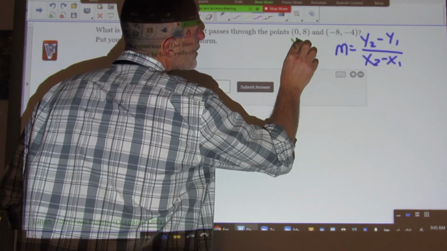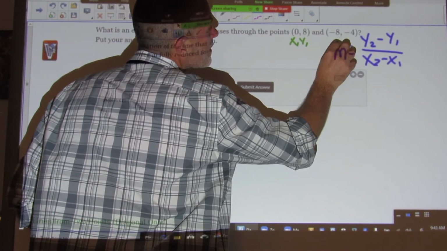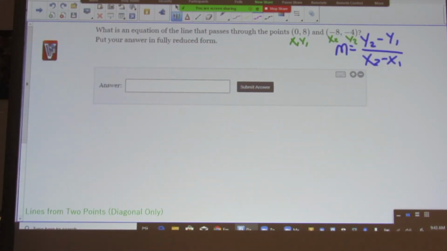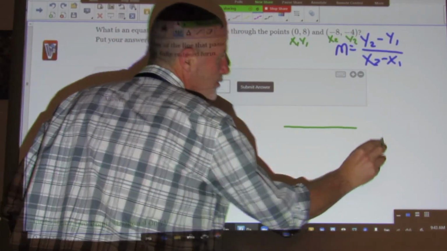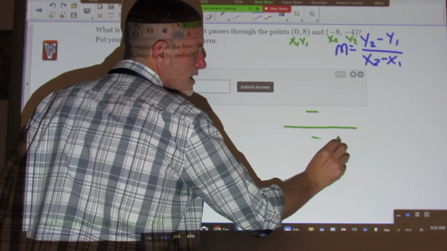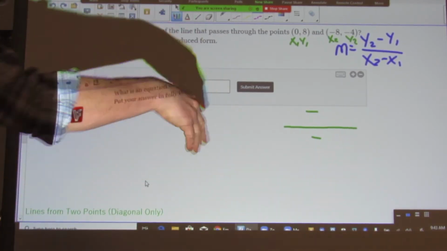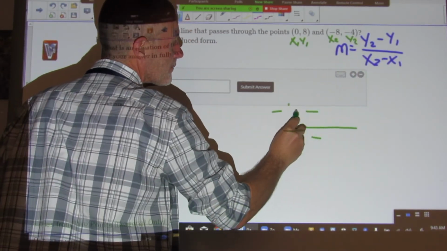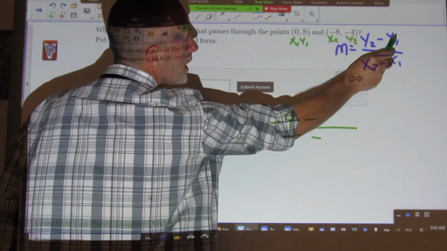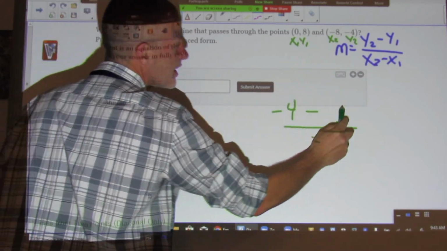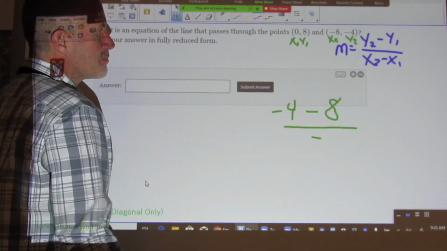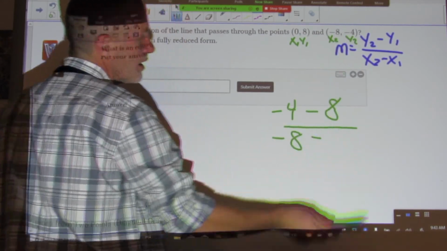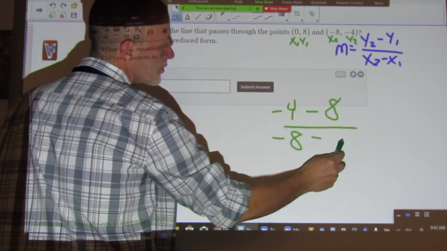You can call this one x1 and y1, this one x2 and y2, and then just put them in the right spots. I like to have people make a fraction bar, put those 2 minus signs in the middle, and then just fill in the blanks. They want the y2, which is the -4. Then they want the minus the y1, which is 8. Kind of can't miss. Look at the formula. x2 is -8 minus x1, which is 0.